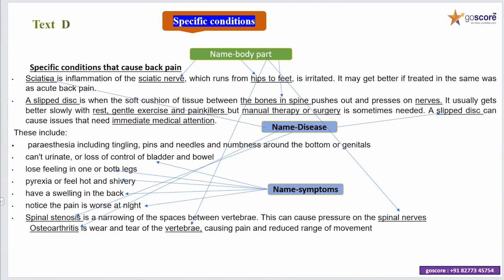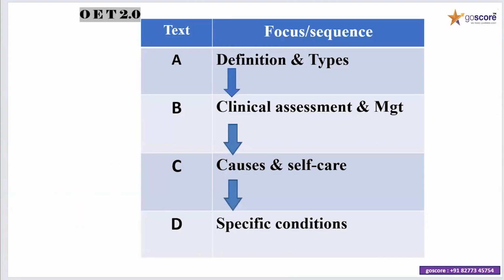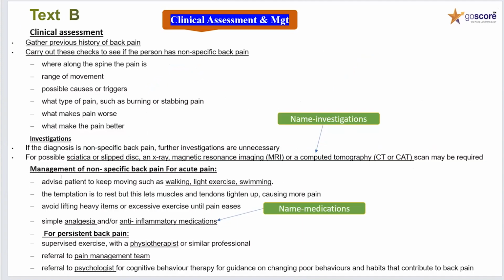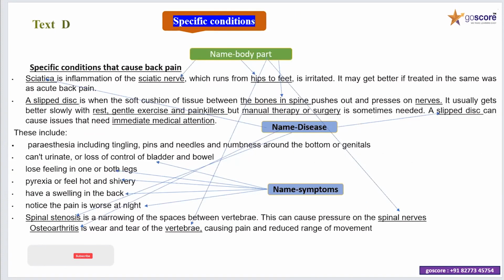One more thing I want to tell you: you have to skim within 2 minutes, because many of them don't know that. I have explained in detail. Otherwise you can just skim like this: in text A, back pain, acute back pain, persistent or chronic back pain, so definitely it will be definition and types. Then you can move to text B. It's clinical assessment, investigations and management they have mentioned here. Then you can move to text C, causes of non-specific back pain, then self-care of non-specific back pain. So definitely it is causes and self-care. Then text D is specific conditions that cause back pain, so you can give it that heading. So like this, you have to skim within 2 minutes.